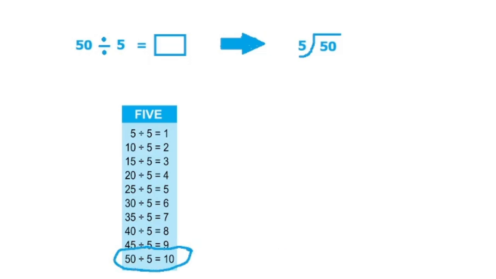Actually, I was just saying it incorrectly. It's 50 divided by 5 equals 10. That's the right way of saying it. So 50 divided by 5 is 10. So we could put that answer in right here. And we can also put it in over here. So that's the right answer. So 50 divided by 5 equals 10.